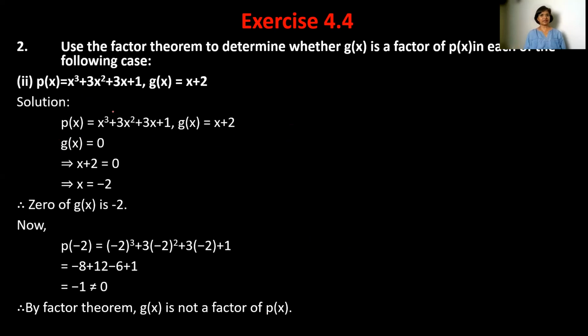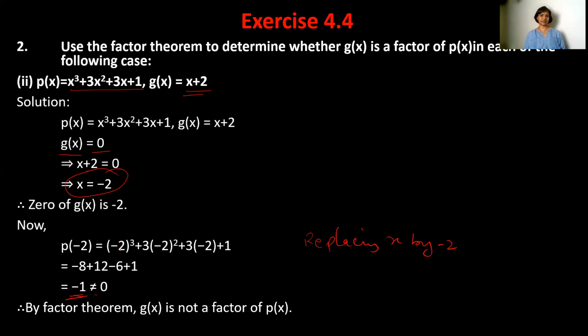Next question. In the next question, there is another polynomial, and g(x) equals one linear expression, and we need to find whether it is a factor of this p(x). So again, we have to put g(x) equals 0, x plus 2 equals 0. So x equals minus 2 this time. So this time we are replacing x by minus 2. Clear? So after doing it, we got minus 1, which is not equal to 0. You have to calculate this, and I hope you will do it.